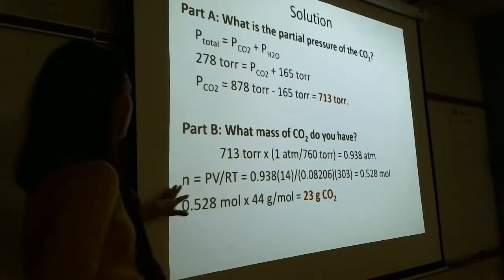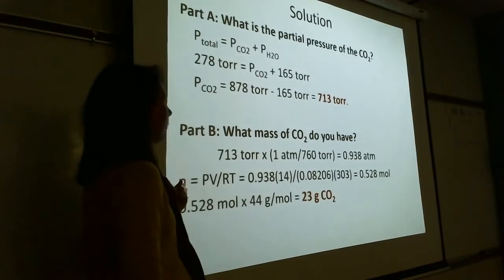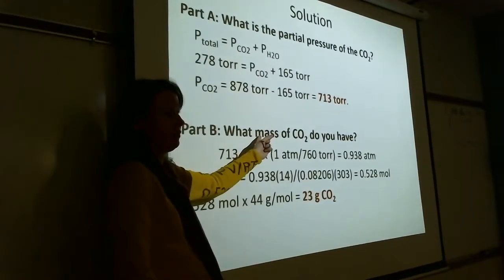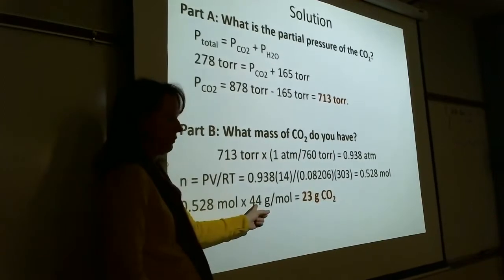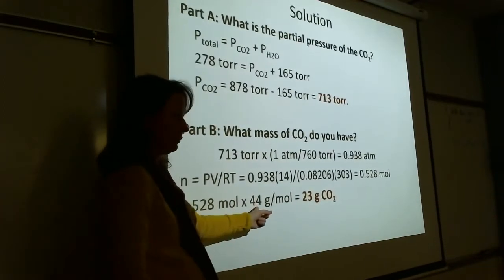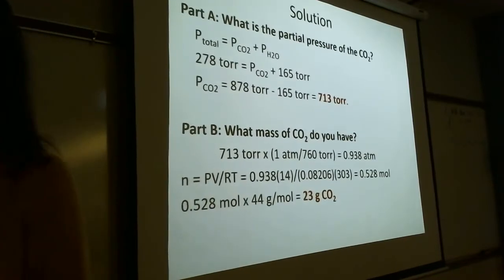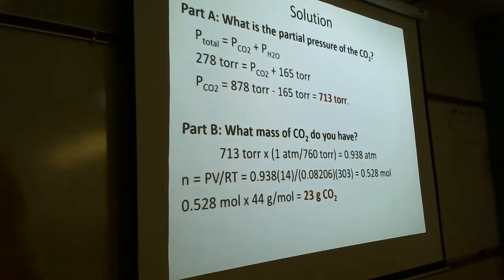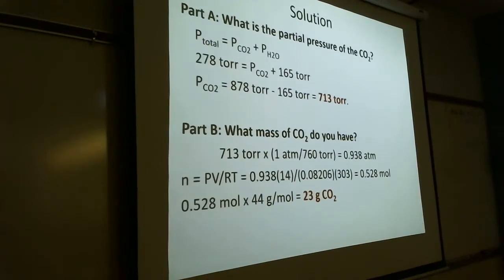And now I plug into PV equals nRT. And that gives me moles. But the problem asked what mass. So I had to take it a step further. I have to convert moles to grams. Molar mass is 44 grams per mole. Final answer, 23 grams. Do we agree on this one?